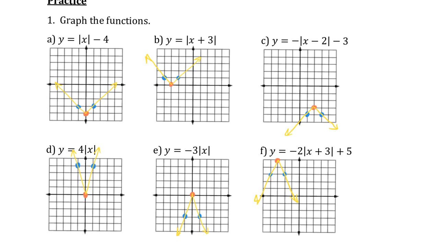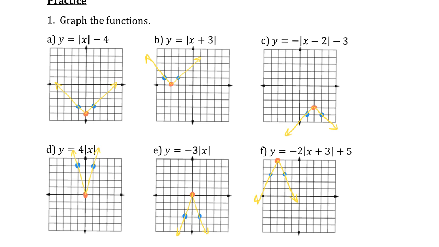Okay, these are all absolute value. They should all look like V's, no curves. These should have pointies. Okay, this went down 4, and then it had the nice V shape going up 1, right 1, up 1, left 1. Okay, this one went left 3, nice V shape through the corners. This went right 2, down 3. The negative made it open down, and it's still hitting 1, 1.